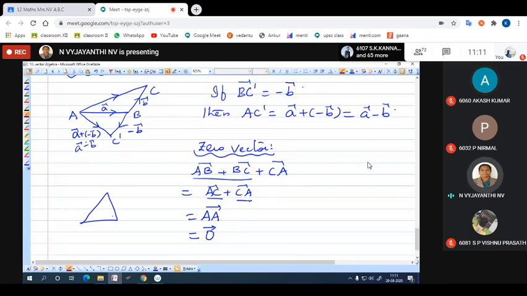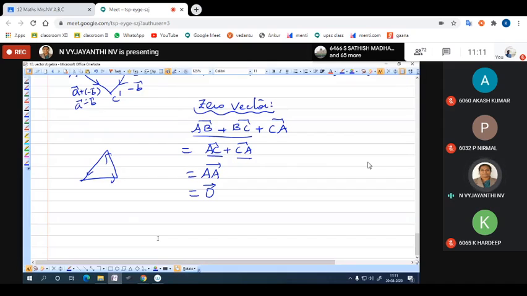If you move in a triangle like this, then we say that we have not covered any distance. So this is zero distance, the zero vector. This is all based upon the vector concept. So, properties of vector addition.